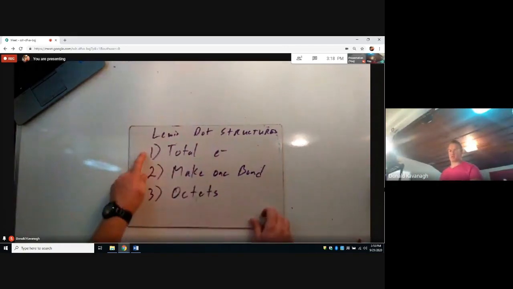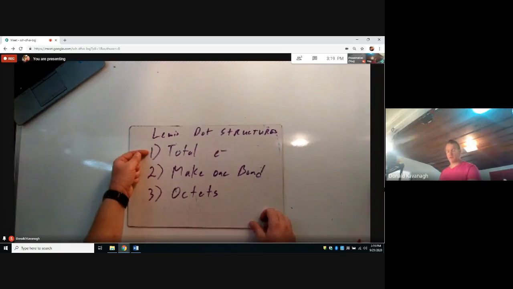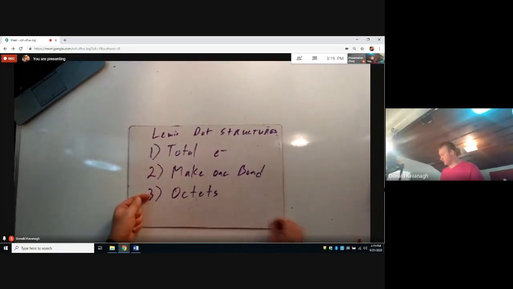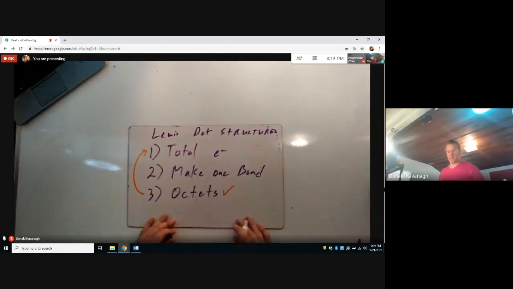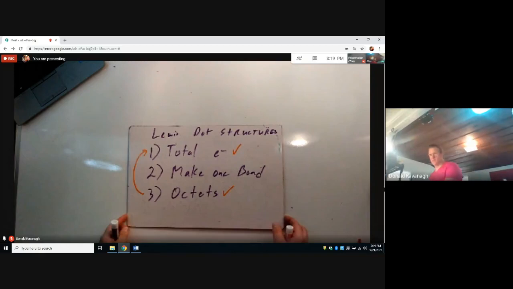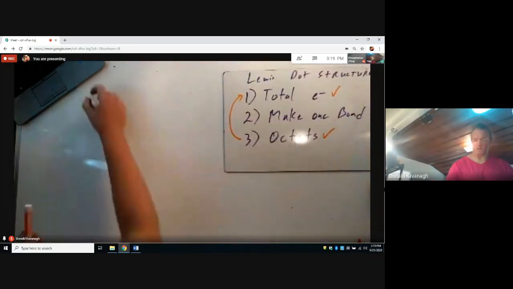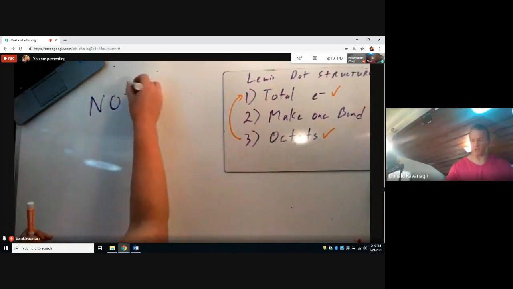When drawing the Lewis dot structure of a covalent compound, 3 simple steps are to be followed. We need the total electron count, the total valence electron count from the periodic table. We need to make one bond with each atom, and we need to check octets. These steps need to be cycled through accordingly until every atom has an octet, and the total electron count that we get from step 1 is what is in our picture. Let us begin with a simple molecule like NO⁻, NO with a -1 charge.